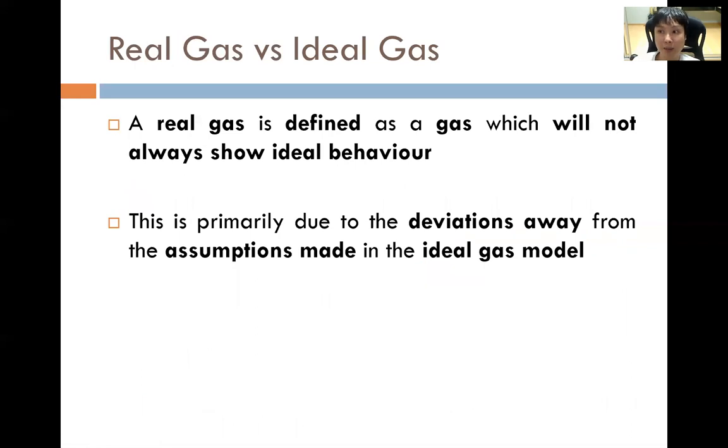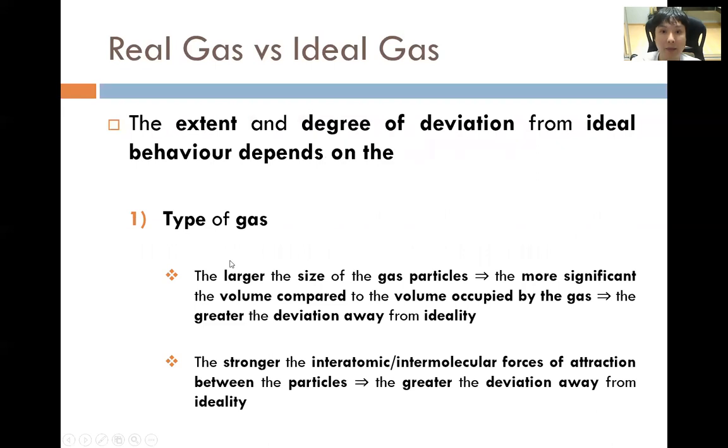Okay, so real gas versus ideal gas, like I've mentioned. A real gas is defined as a gas which will not always show ideal behavior. It's because the real gas does not fit all the assumptions of the ideal gas. And this is primarily, again, due to the deviations away from the assumptions made in the ideal gas model. Okay, and the extent and degree of deviation from ideal gas behavior will depend on the type of gas. It depends on the degree of the intermolecular forces of attraction of the real gas.